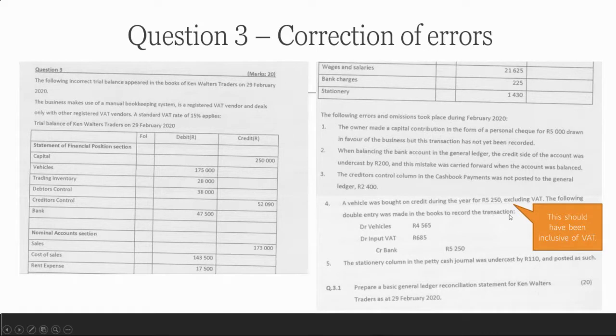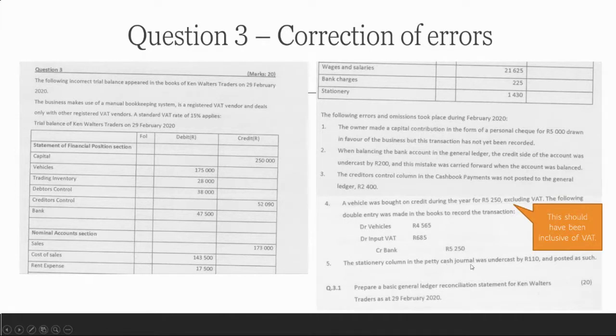So the error would have actually only been the fact that we've taken it to the bank account instead of the creditors control account. That is what the amount should have been. But because they've had an error here, you would have had to add an additional VAT component of 103 Rand, and your vehicles was about 683 Rand additional that you had to include there if you read it as excluding VAT. But we've marked both options based on how students read it because it was a typo on our side.